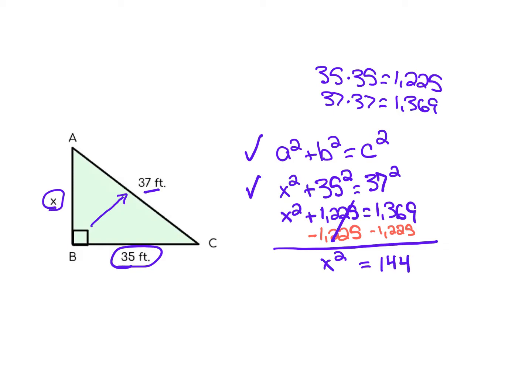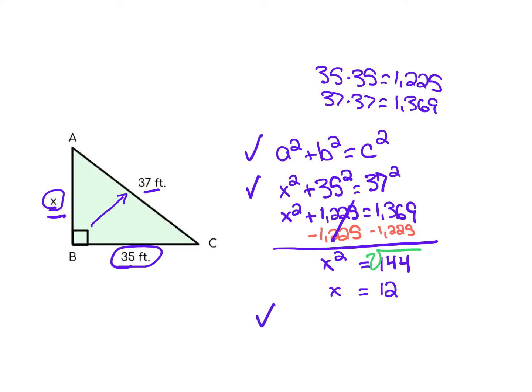So now we don't want x squared, we just want the variable x. So in order to do that, we have to find the square root of both sides. So we are going to take the square root of 144, and the square root of 144 is equal to 12. By taking the square root from both sides, we get x equal to 12.